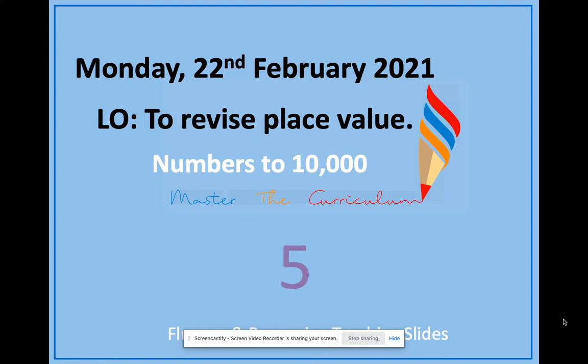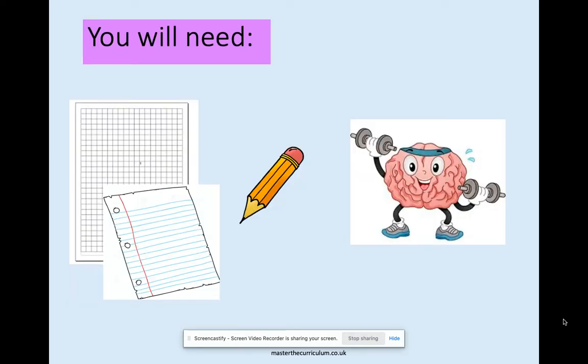Today we're going to revise place value and we're going to work with numbers up to 10,000. You will need paper, it can be squared or lined, a pencil, and you might want to use a ruler if you have one handy. You can draw freehand if you can draw straight lines, and then your very active maths brain. You will do lots of calculations and thinking today. If you haven't got any of these, please pause the video and get what you need.